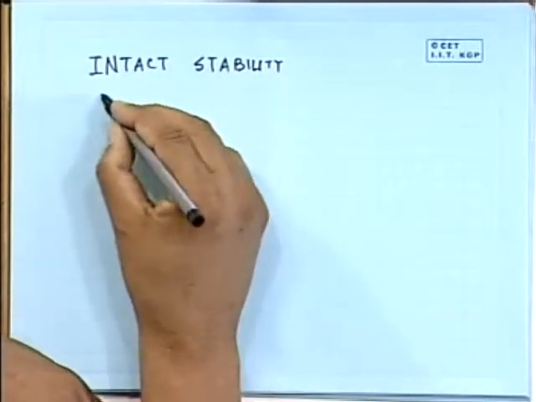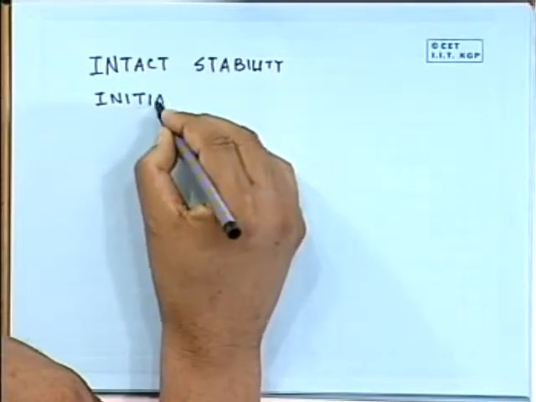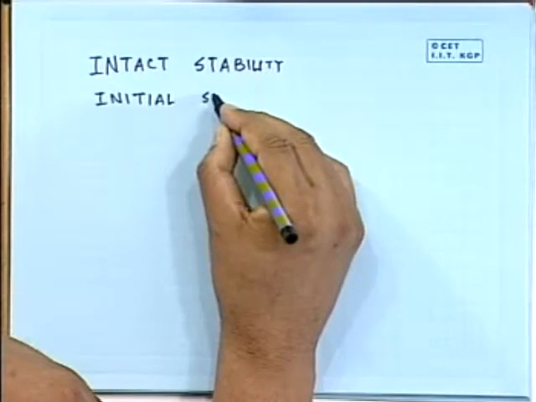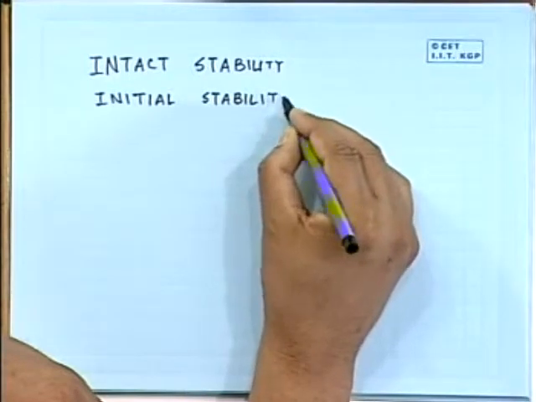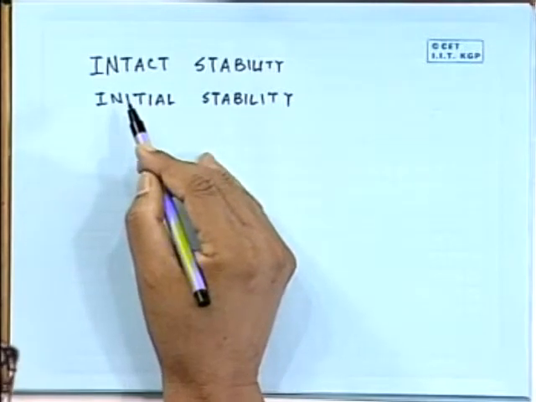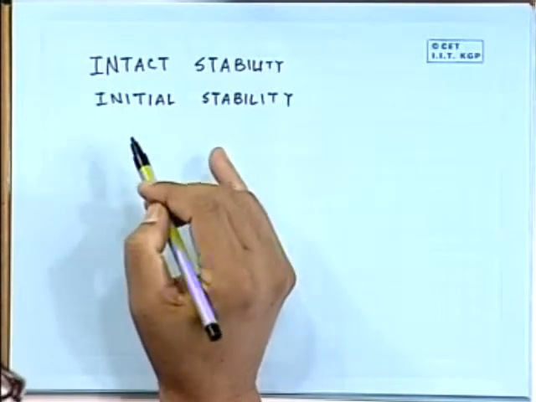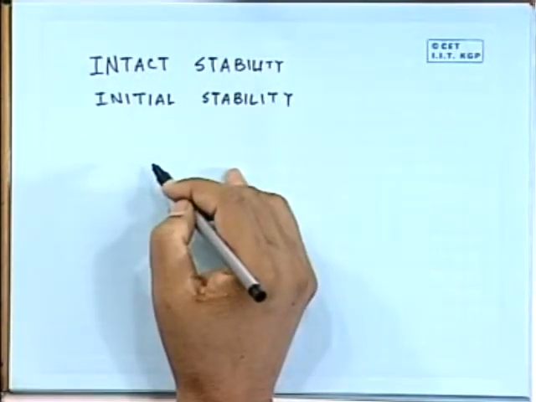Okay, or I can also call this lecture as... See, by the word intact stability, basically I am trying to say that we will be studying the stability of the hull under intact condition, no damages. Initial stability would be a part of it in the sense that we will try to figure out the stability under its initial equilibrium condition.